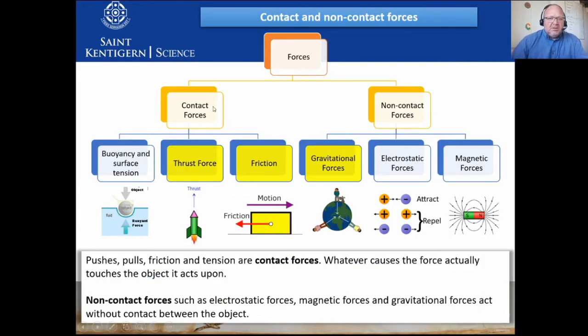So think about contact forces: buoyancy and surface tension, that is because something is floating. Thrust force. Thrust force is an action and a reaction force. So remember, for every action, there is an equal but opposite reaction. So the amount of thrust being pushed out the back of an aeroplane or a rocket will propel that thing forward depending on the amount of friction that it has. And the friction in this case is going to be air friction. So these are all contact forces. Non-contact, we talked about gravity, electrostatic forces, and magnetic forces.